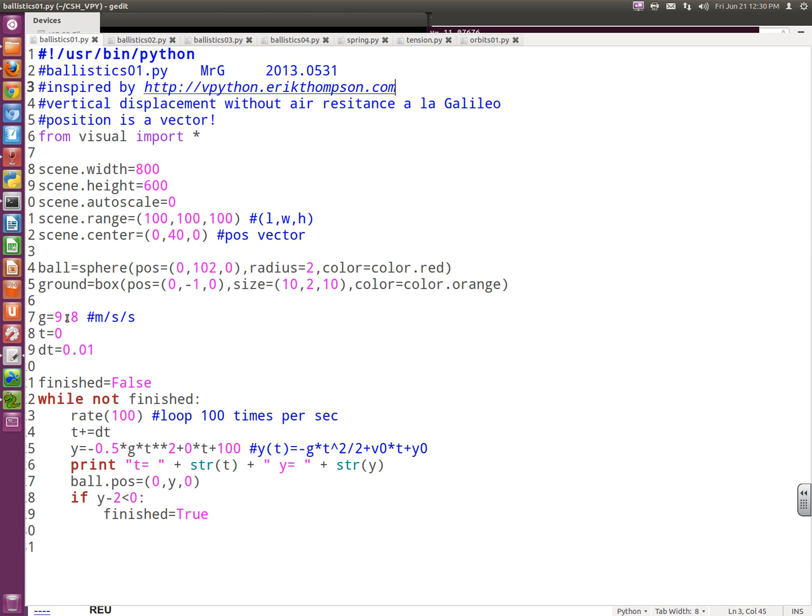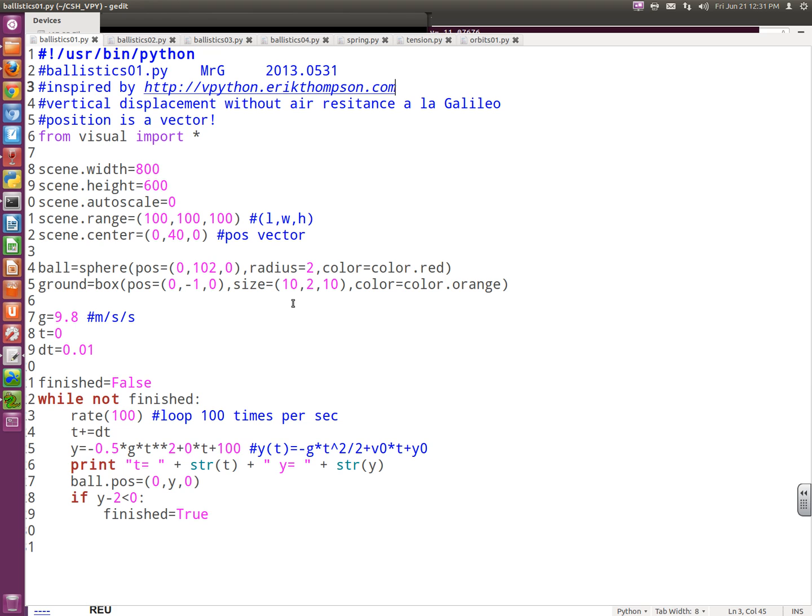We have 9.8 meters per second squared. The t0 is 0 seconds. This is all in seconds here. Finished starts as false. Rate 100 slows down the loop a little bit. And we have negative g t squared over 2 plus vy0 t plus y0, but vy0 is 0. Then it prints out the time and the vertical position of the ball, and it gets updated every 100th of a second until it hits the ground.